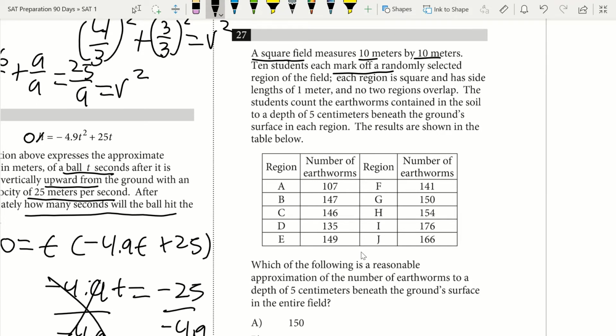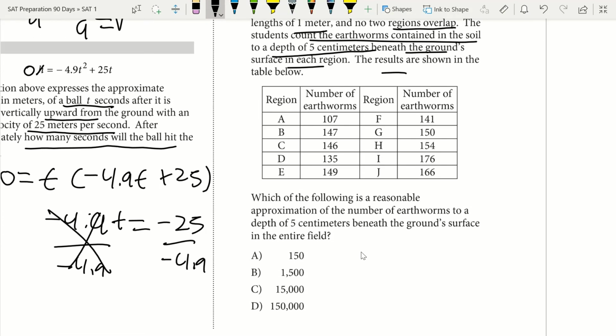10 students mark off a randomly selected region of the field. Each region is a square that has a side length of 1 meter. No 2 regions overlap. Students count the earthworms contained in the soil to a depth of 5 centimeters beneath the ground surface in each region. The results are shown in the table below. Which of the following is a reasonable approximation of the number of earthworms to a depth of 5 centimeters beneath the ground surface in the entire field?